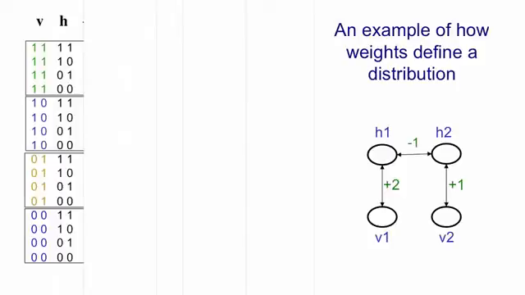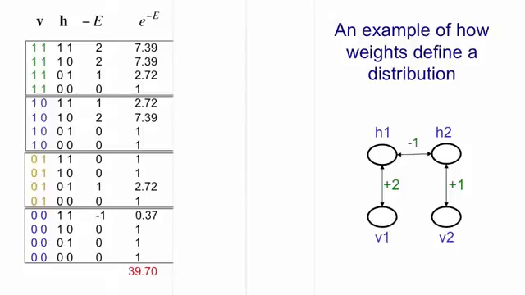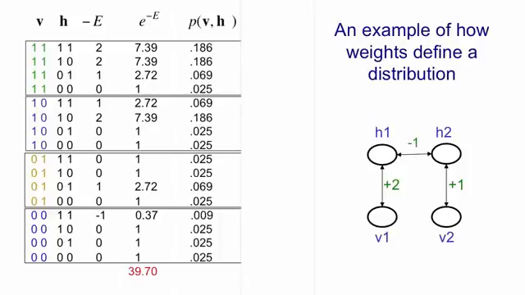Now, for each of those joint configurations, we're going to compute its negative energy, minus E. So if you look at the first line, when all of the units are on, the negative energy will be plus 2 minus 1 plus 1 is plus 2. And we do this for all 16 possible joint configurations. We then take the negative energies and we exponentiate them. And that will give us unnormalized probabilities. So these are the unnormalized probabilities of the configurations. Their probabilities are proportional to this. If we add all those up to get 39.7, and then we divide everything by 39.7, we get the probabilities of joint configurations. There they all are.